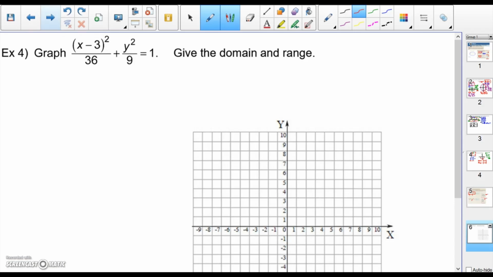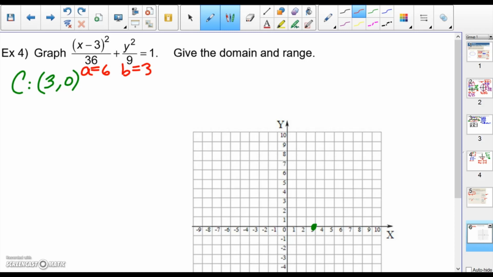Example 4 says graph that, give the domain and the range. Well, it should be obvious to you that the center is at the point x is 3 and y is 0. So you've got that 3, 0. Let's go ahead and graph that. 3, 0 is the center, but also you can look at your equation and see that square root of 36 is 6 and square root of 9 is 3. So you've got your lengths or your distances away from that center of 6 and 3.